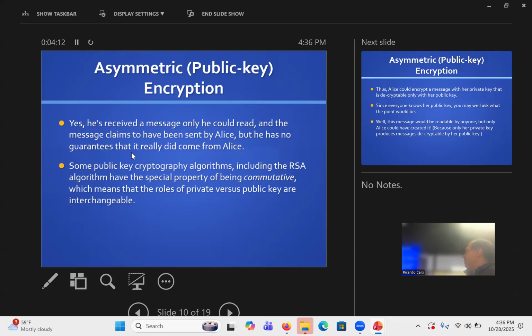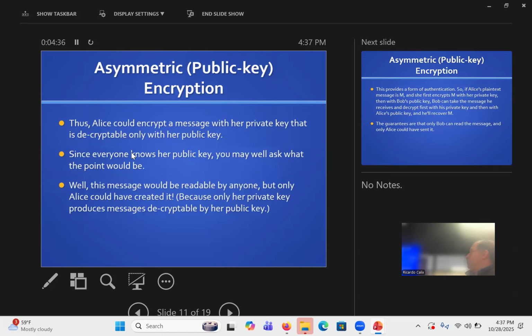Some public key cryptography algorithms, including the RSA algorithm, have the special property of being commutative, which means that the roles of private versus public key are interchangeable. And by interchanging them, we can now move from confidentiality to authentication. Therefore, Alice could encrypt a message with her private key that is decryptable only with her public key, right? Since everyone knows her public key, you may well ask what the point would be, right?